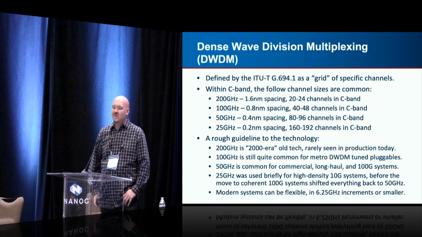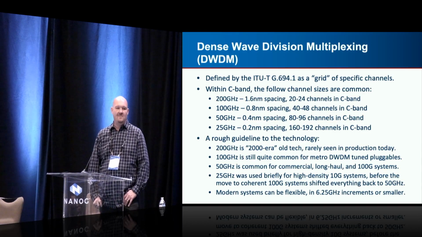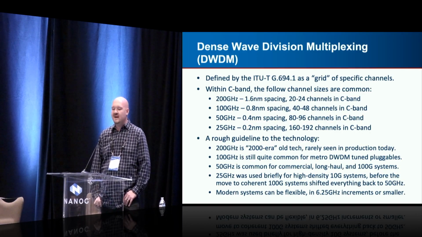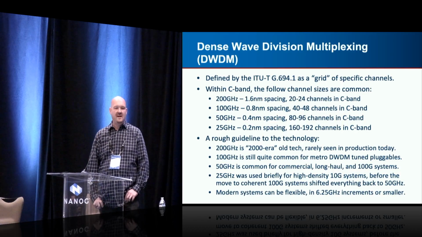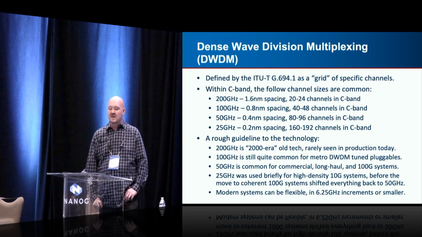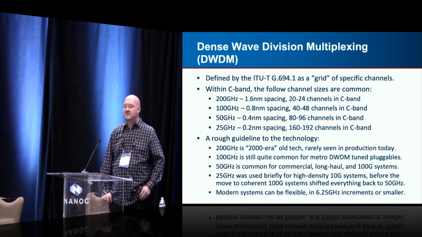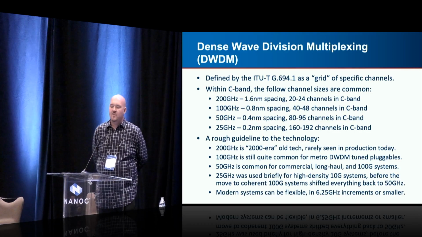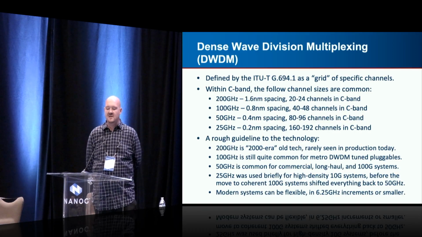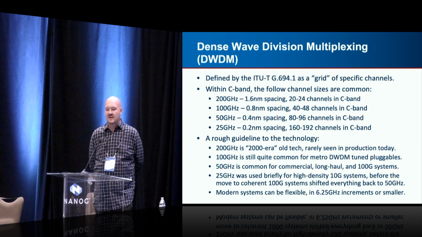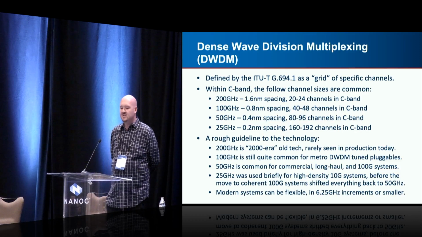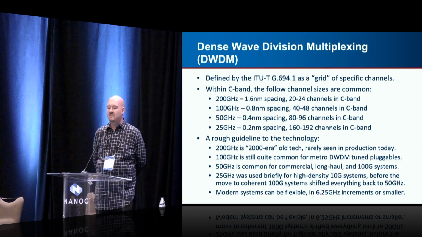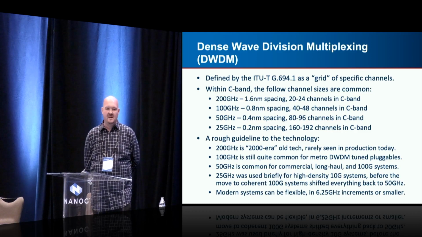Dense wave division multiplexing is a lot more standards-based. There's an ITU grid that defines the exact channels, the exact frequencies. Within C-band, there's a couple different channel sizes that are common. You have 200 gigahertz, which would give you a 1.6 nanometer spacing, so there's going to be 20 to 24 channels. 100 gigahertz, which is still pretty common, 40 to 48 channels, all the way down to 50 and 25.